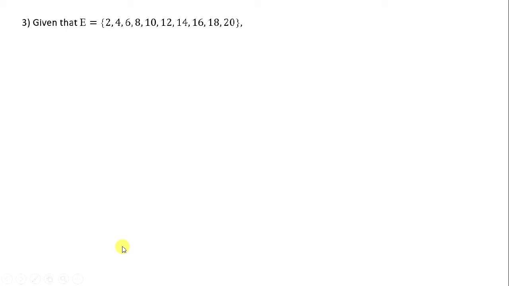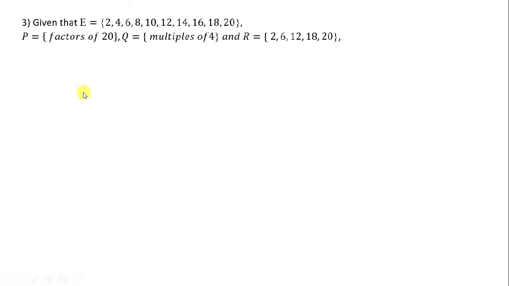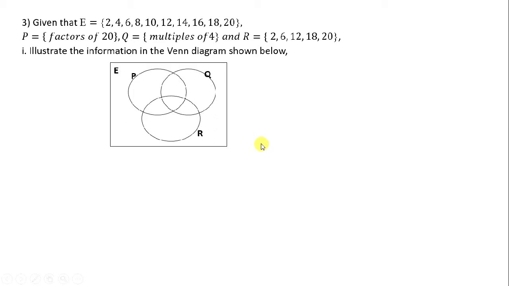Question 3 is saying, given that E, all the elements under discussion, we have 2, 4, 6, 8, 10, 12, 14, 16, 18, and 20. P, we have factors of 20. Q is the set of multiples of 4. And R is 2, 6, 12, 18, and 20. Illustrate this information in the Venn diagram below.